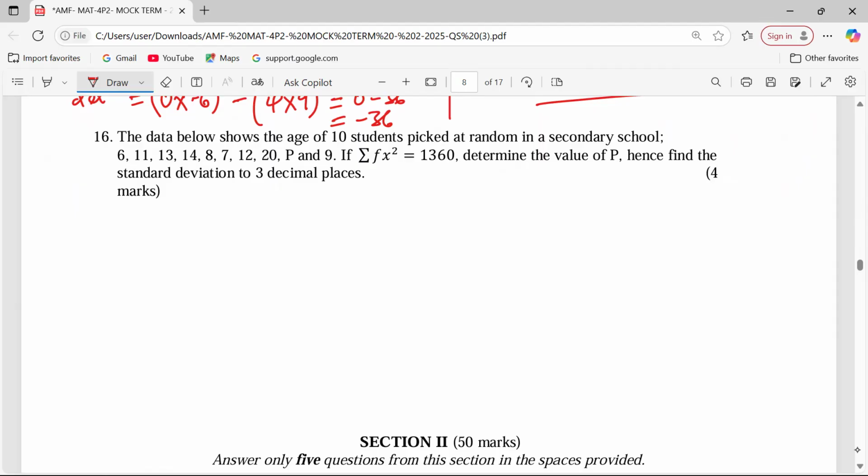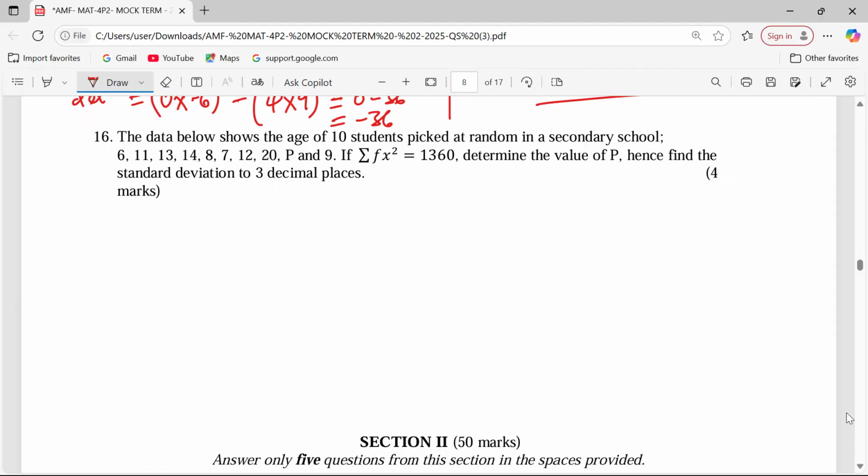The data below shows the age of 10 students picked at random in a secondary school. 6, 11, 13, 14, 8, 7, 12, 20, P and 9. If the sum of f of x squared equals 1360, determine the value of P, hence find the standard deviation to 3 decimal places. So each value of x is appearing once, so we have a frequency of 1 for every value.